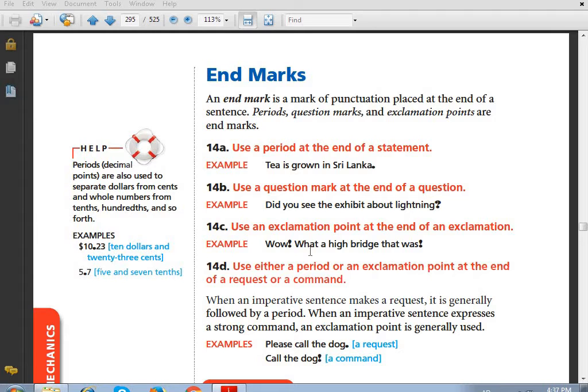Okay, another point. Use a period or exclamation point at the end of a request or command. I mean that if you ask for something as a request or if you order something as a command, you can end these two types of sentences with a period or with an exclamation point.